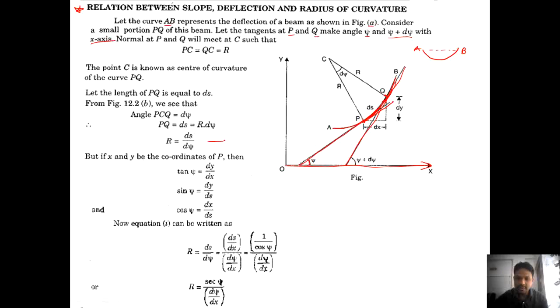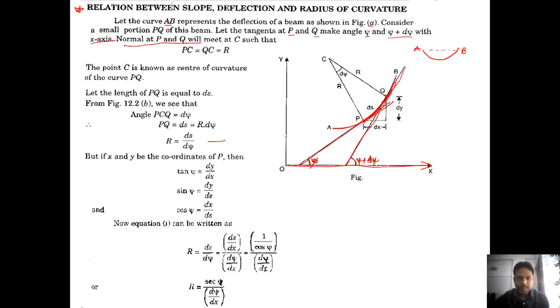The angle with the x-axis of the tangent at P is phi. And this angle is somewhat bigger than the initial phi, that is phi plus del phi. Now, next portion. At point P and at point Q we have drawn tangents from the x-axis.